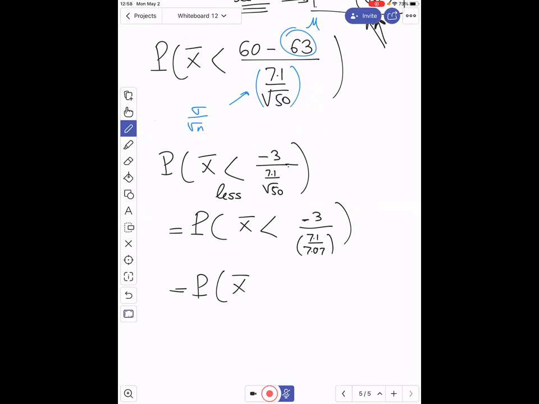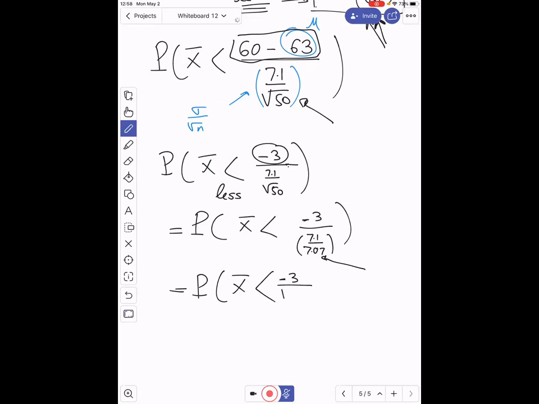So I think it's a good idea, guys, to first do the subtraction on the top. I got -3. Now try to compute the denominator, which is 7.1 over square root of 50. So first do the square root of 50, which as you can see is 7.07. Then we divide 7.1 by 7.07, which is 1.00. So it's -3 over 1.004.